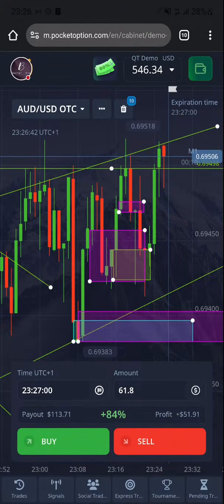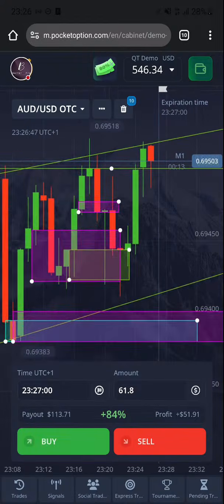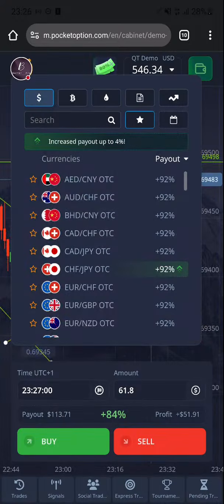I'm not going to take any trade again. Though if it comes up and I know that there's a round number up here, that would be a good place to enter again. But let's check another market.